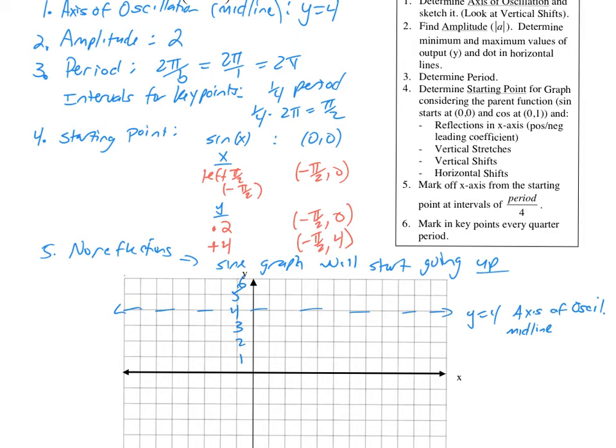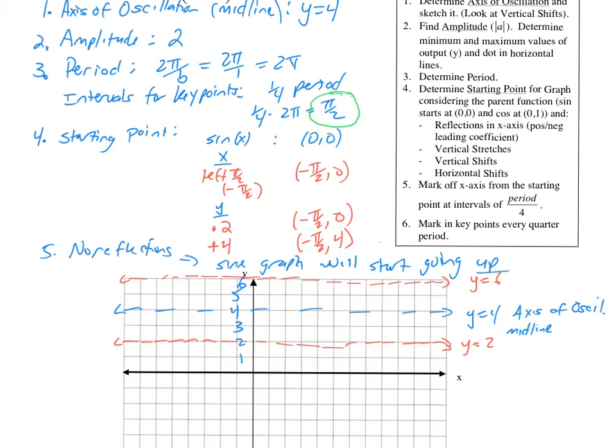So because of the amplitude, I'm going to draw a dashed line at y equals 6. That's going to be the maximum values. And then I'm going to draw a line down 2 from the midline. So at y equals 2, that's going to be where our minimum values occur. Then we're going to look at the intervals for our scale on the x-axis. So we know that we'll have key points every quarter period, which is pi over 2. So I'm going to want to count by pi over 2.